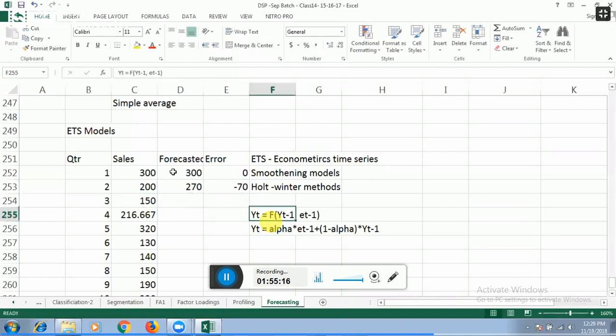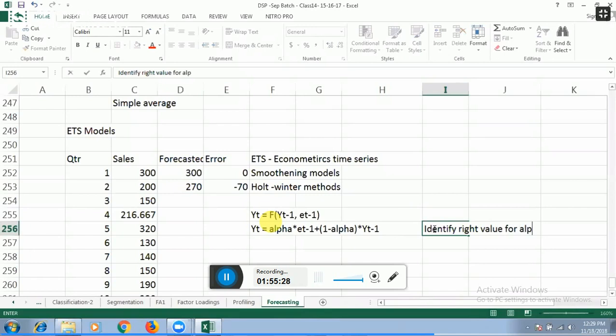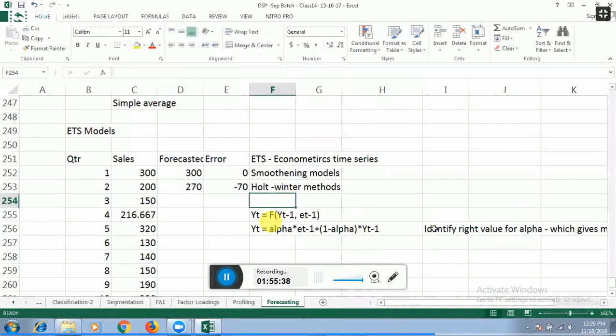So that's how the ETS model works. Now the question is, in this case, what is this alpha? It is a weight. Basically you need to identify the right value for alpha, that's nothing but the one which gives minimum error. So this is what we call a single exponential smoothing model.